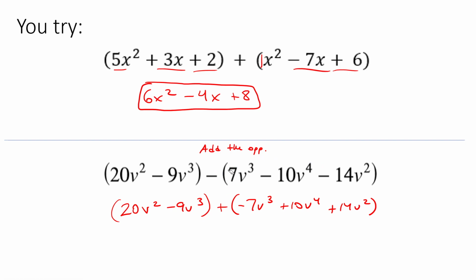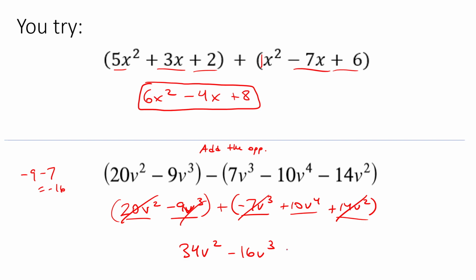And now you combine like terms. Careful, v squared goes with this v squared at the end. So 34v squared. 9, negative 9v cubed. Negative 7v cubed. Negative 9 minus 7 is negative 16. And then there's a 10v to the 4 that just doesn't go with anything else, so we're just going to write it. And now we're done.